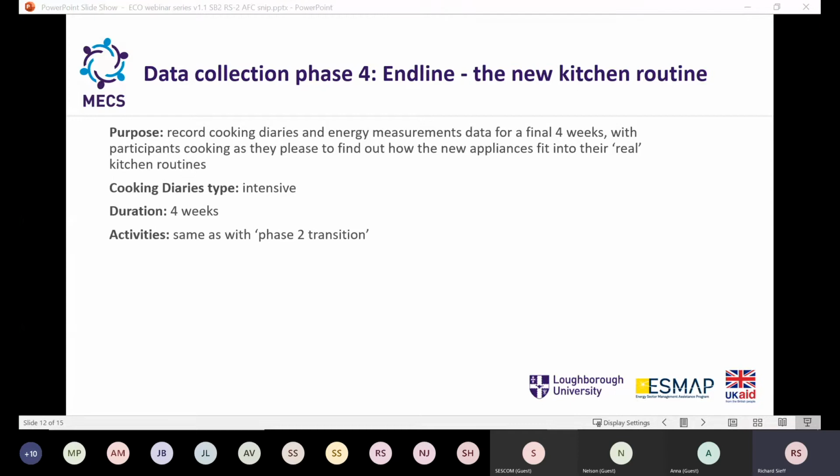The question of long-term, more steady-state cultural cooking practices is a really important one. We aren't interested in effecting a change to modern energy cooking just for a few weeks, but in the long term. In terms of activities, this Endline is essentially a repeat of the transition phase, but at the end of the study.